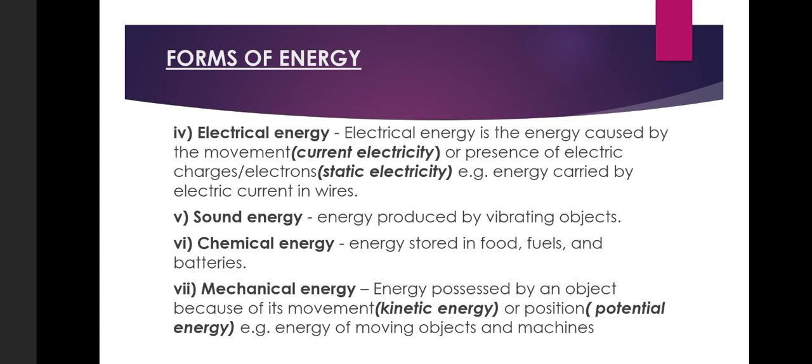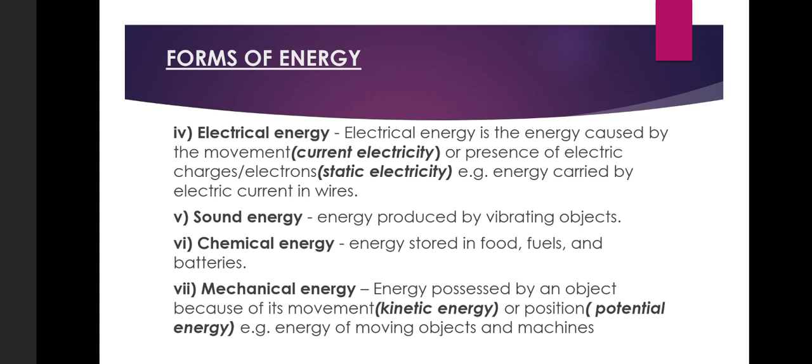The fourth example of a type of energy is a type of energy that we are calling sound energy. Normally, sound energy is the energy that is produced by vibrating objects. Another type of energy is chemical energy. Chemical energy is the energy that is normally stored in foods, in fuels, and also in batteries.